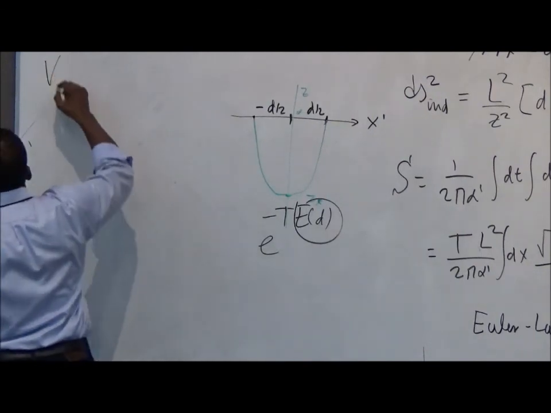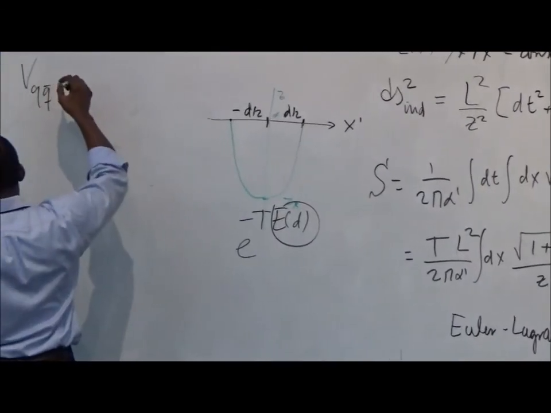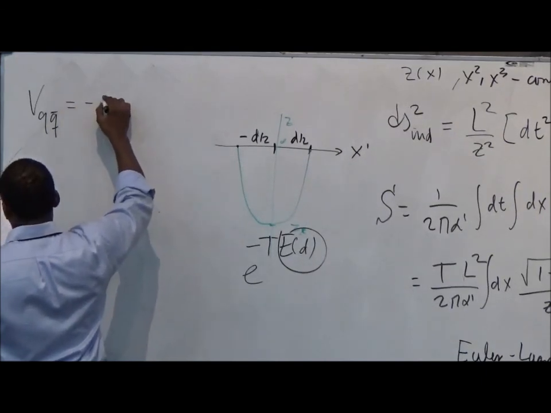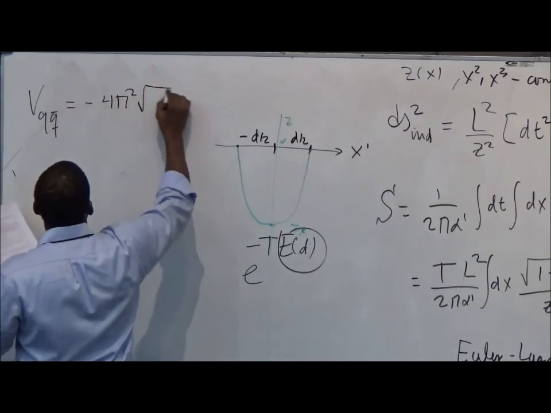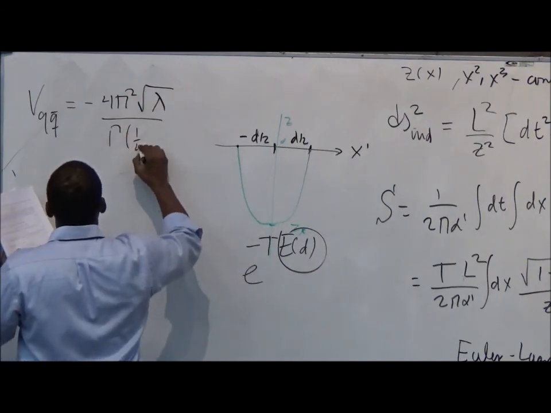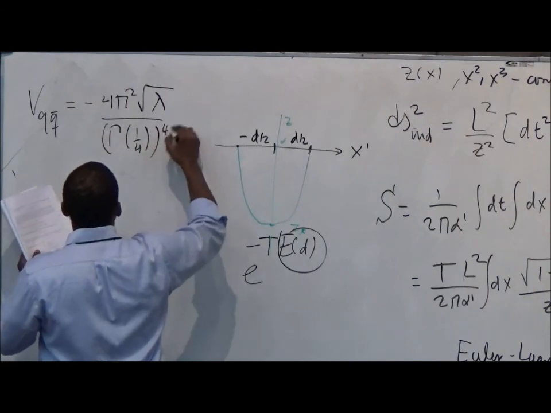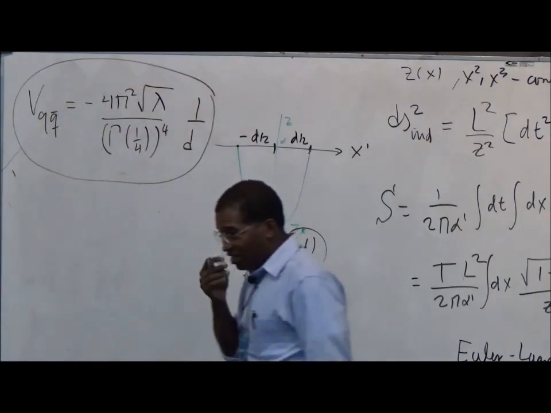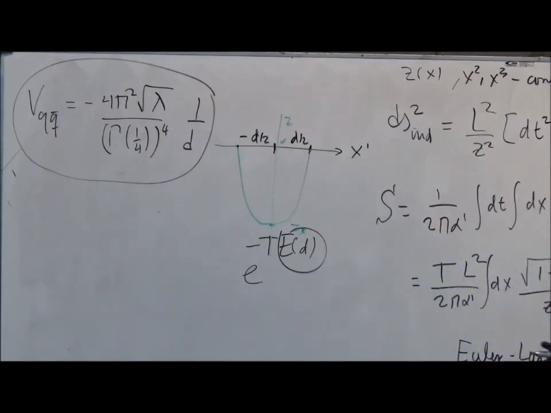So the V QQ for the antiquark potential is going to be minus 4 pi squared, square root of lambda, divided by gamma to the fourth. So that's the answer that we get using AdS/CFT. Okay? This is something very difficult to get from N=4 perturbation theory.